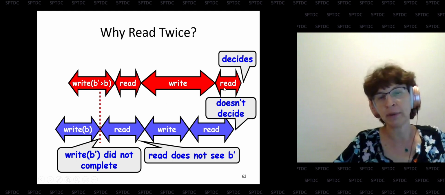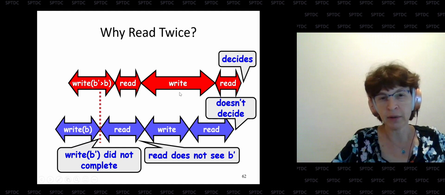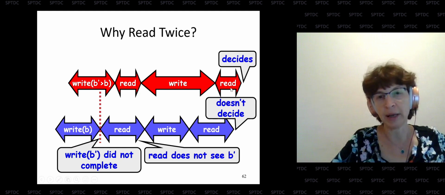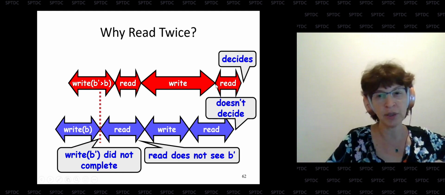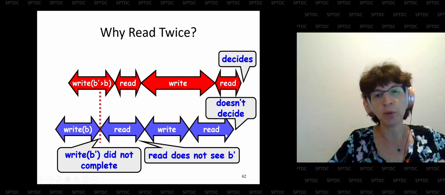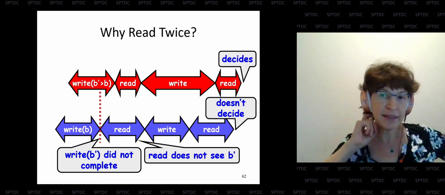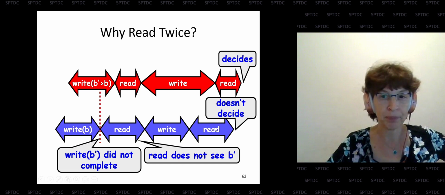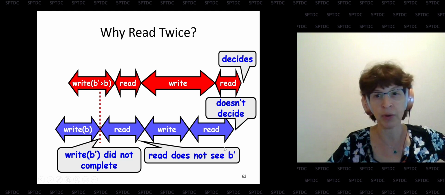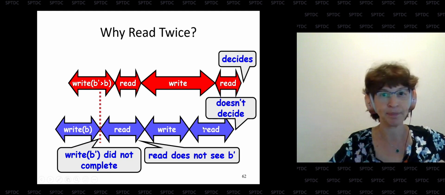But then comes the second read after writing the accept num and the accept val. And here the red thread sees that it hasn't been superseded because it has the higher ballot. So it decides, whereas the blue thread sees that it had been superseded because now it has to see B prime. The second read does see B prime, sees the first write of the red thread, and it doesn't decide.